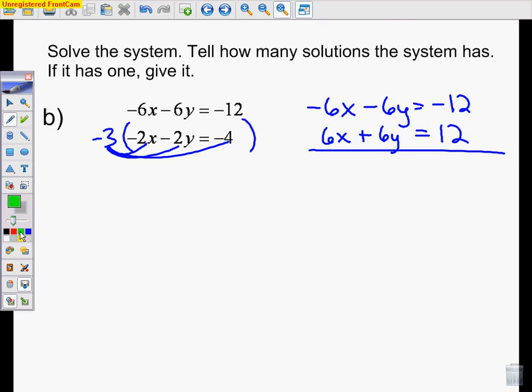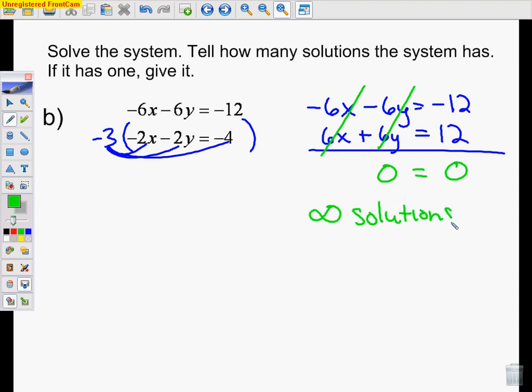Let's go ahead and add down here. The x's cancel, the y's cancel, leaving 0 on the left, equals negative 12 plus 12. Those cancel too. That's also 0. When does 0 equal 0? Always. So that means that there are infinite solutions. These lines, when you graph them, will be right on top of each other because they're really the same line. So these are infinite solutions because the lines are coinciding.